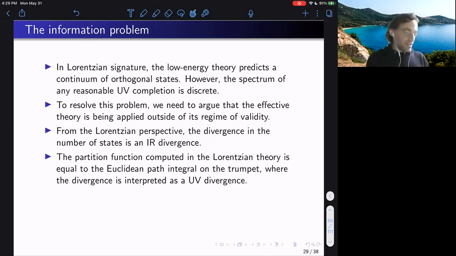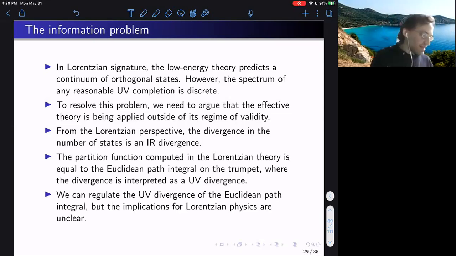So it's tempting because once I can interpret this divergence of the number of states as a UV divergence, it seems like one can make an argument that the theory is being applied outside of its domain of validity. So this is just an idea I wanted to mention. I haven't been able to make this precise. I already mentioned how we can regulate the UV divergence in the Euclidean path integral. So somehow we might want to take that as the definition of the regulated partition function. But still, the implications of this for the Lorentzian physics are unclear. So from the Lorentzian perspective, why is the spectrum discrete?